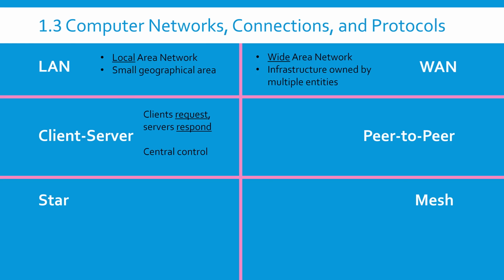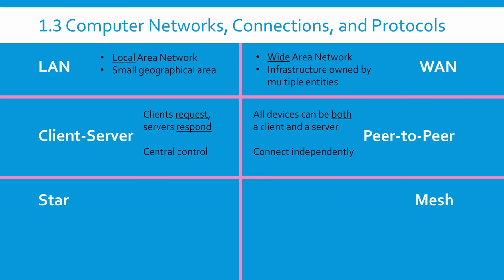In a client-server network, devices take on one of 2 roles. They're either a client or a server. A client requests something. For example, it might request a website from a web server, and the server responds giving over whatever they've requested. So you've got this central control because the servers really run the show. They decide what to give and who to respond to.